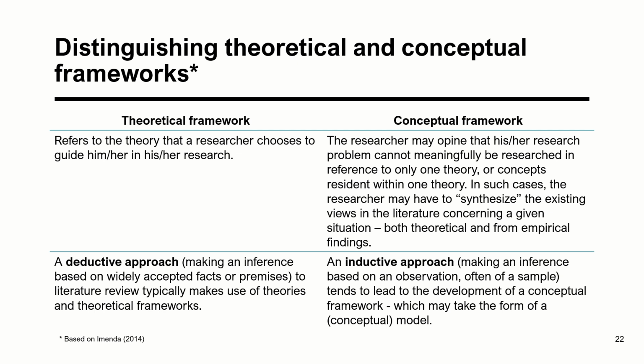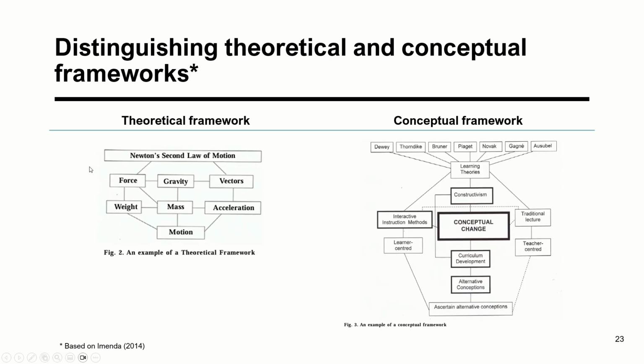Now, a theoretical framework has an anchor on a theory, and that guides the research, whereas a conceptual framework may not be the case. You're synthesizing the existing views in the literature, both theoretical and from empirical findings, and you're building this conceptual framework. Here is an example, and the images are predominantly self-explanatory. Theoretical framework in terms of Newton's second law of motion, whereas a conceptual framework in terms of developing it based on what you've synthesized from the literature.